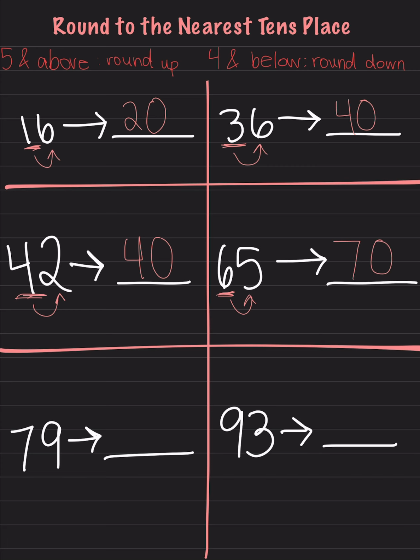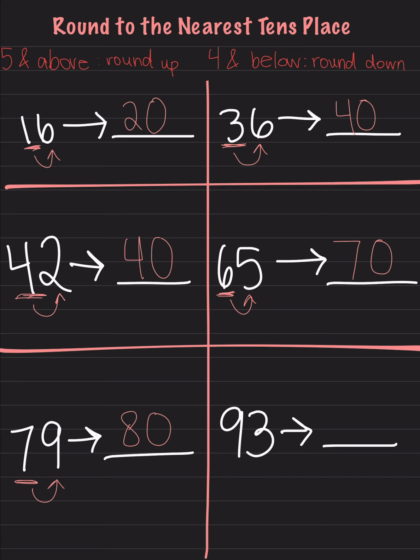Next, I have the number 79. I look at the 7, then I look at the number next to it. 9 is in the 5 and above category, which means this 7 rounds up to 8, and I add a 0. 79 rounded to the nearest tens place is 80.